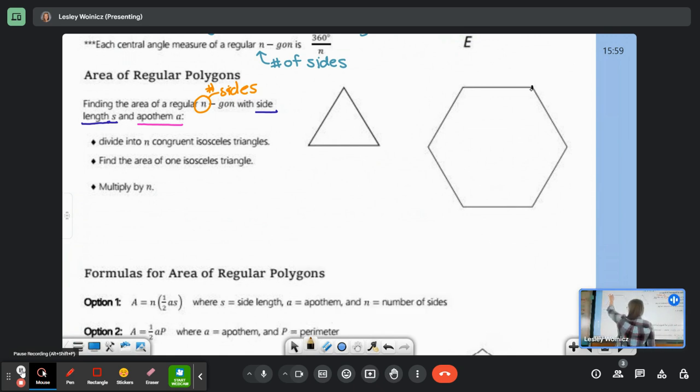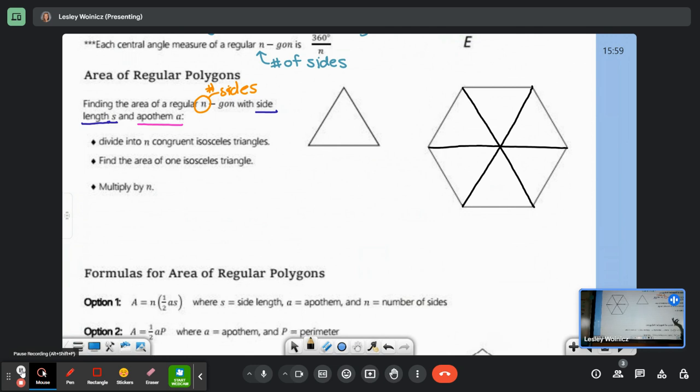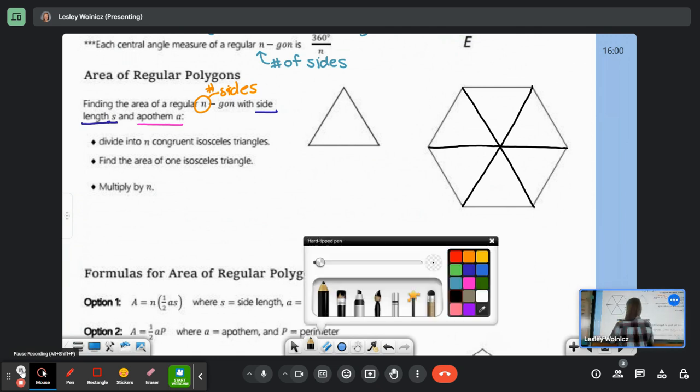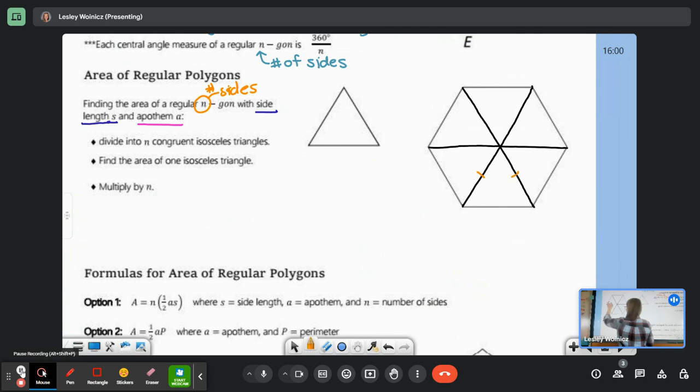I'm just going to go from vertex to opposite vertex and try to go as straight as I can. Okay, that was a little crooked. Nope, it was really bad. I did better this morning. I did it the best this morning, and it's been downhill from there. So in this example, I have 6 congruent isosceles triangles. Isosceles means that these sides are all congruent because they all have the same radius. All the radii are the same.